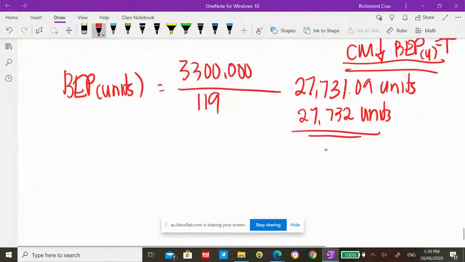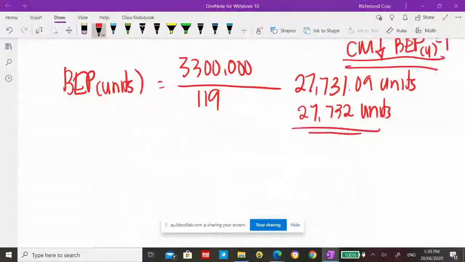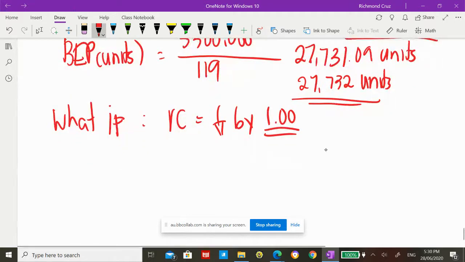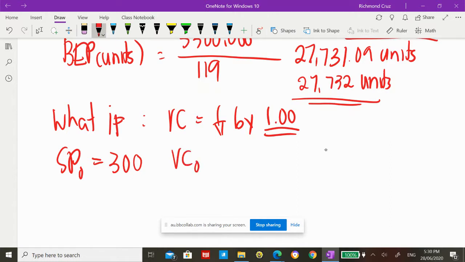What if nag-decrease yung variable cost ng 1? So, gawa lang tayong what if kasi wala doon sa problem. So, what if instead na mag-increase, yung variable cost natin will decrease by 1 peso. Assuming lang, para maiba lang na konti. So take note, we have selling price, original selling price, that is 300. Ang variable cost natin, original, is 180. And contribution natin, original, this is 120.